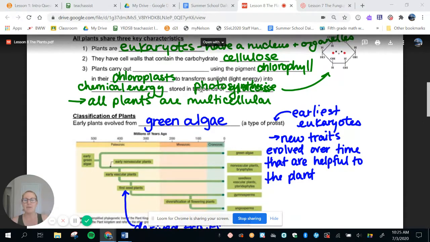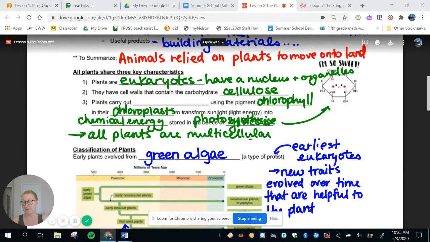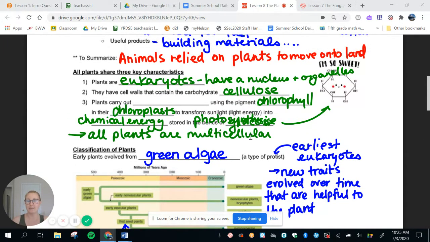Okay. And just to mention a last one, all plants are also multicellular. So with some of these, like the protists and the fungi, we said it could be multicellular, but it also could be unicellular. For plants, they must be multicellular. So we'll talk a little bit later in the course about how plants have specialized cells, just like animals have specialized cells, so that they can do whatever functions are needed for a much larger organism.